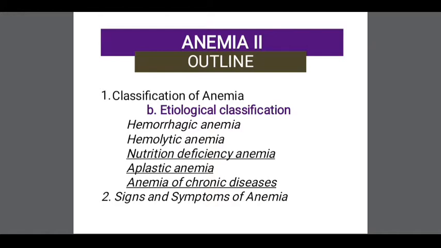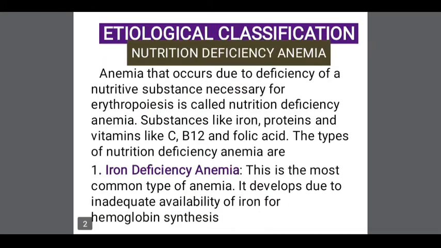So in that first video we only took hemorrhagic anemia and hemolytic anemia under etiological classification. So in this video we're going to complete that. We're going to look at the other three you are seeing on your screen, which are nutrition deficiency anemia, aplastic anemia, and anemia of chronic diseases. We're also going to look at the signs and symptoms of anemia in this video. So let's jump right into it.